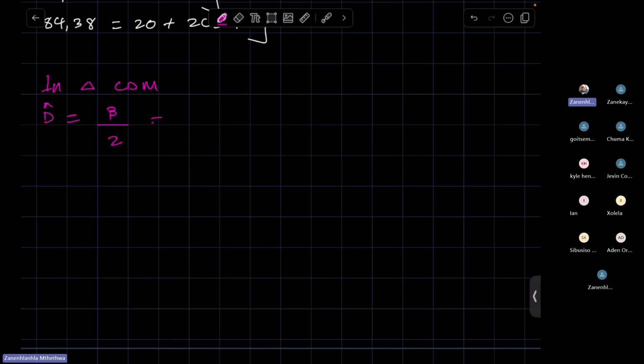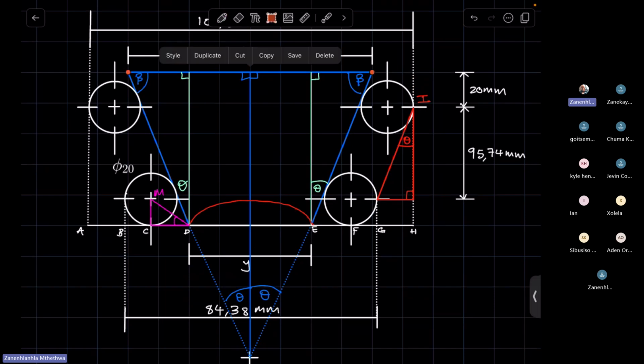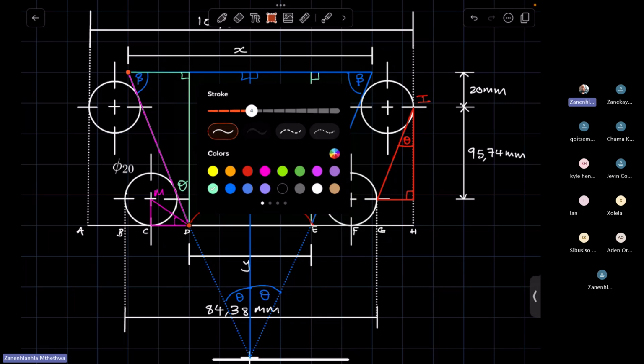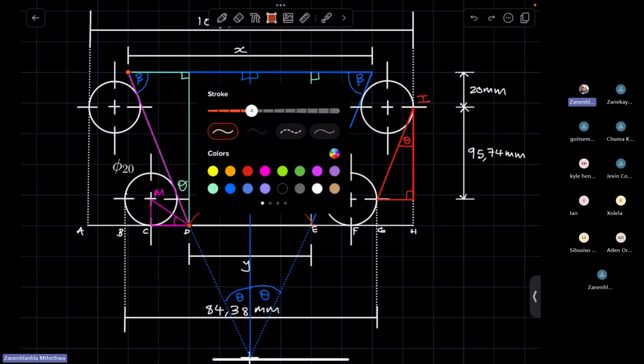Now, what is beta equal to? We also established that beta is equal to 90 minus theta, from this triangle.